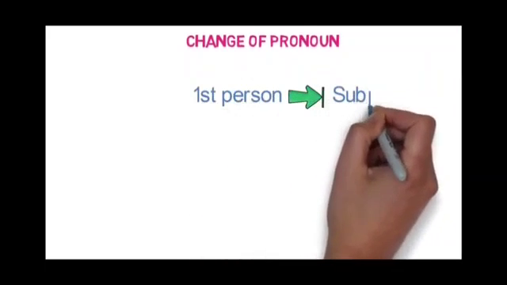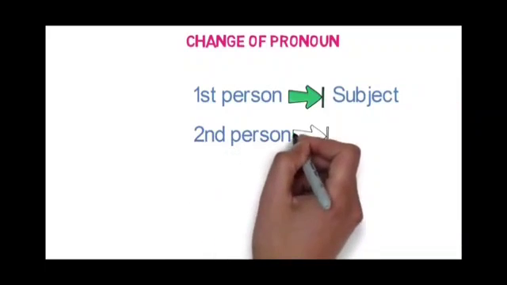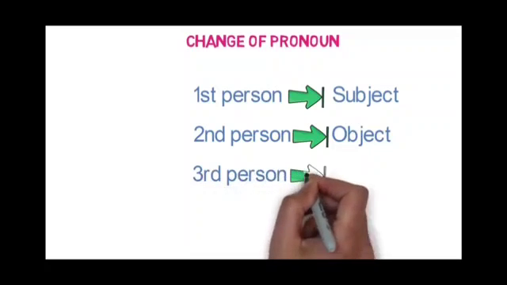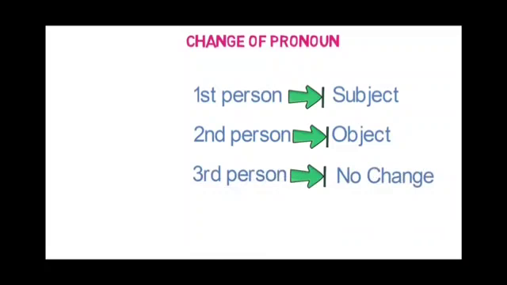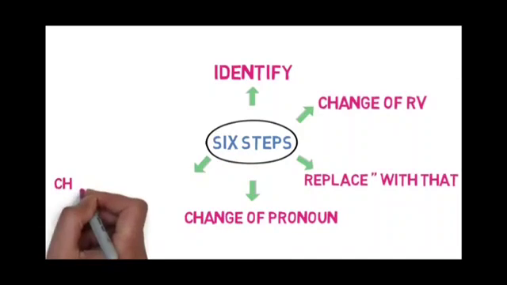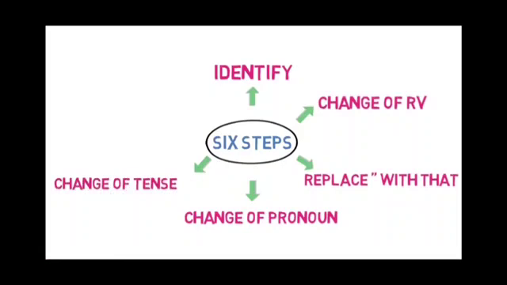First person, subject. Second person, object. Third person, no change. Now see. I hope this change of pronoun is quite clear to you, that when we are changing, then change of pronoun is also very compulsory. Later on I will teach you how we are changing the pronoun. And change of tenses also very important.